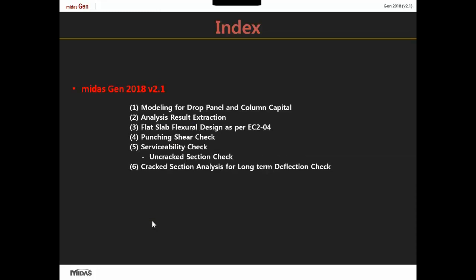So in this webinar, we will be using MIDAS Gen 2018 version 2.1. We'll be creating a flat slab building structure of G+5. In the flat slab, we will be modeling drop panels as well as column capital. After the modeling, loading and performing analysis, we will see the ways to extract the flat slab design forces. Then flexural design of the flat slab as per EC2-04 will be performed. Then we shall see the two-way or punching shear check, and under slab serviceability check we will be performing cracked section analysis for long-term deflection check.